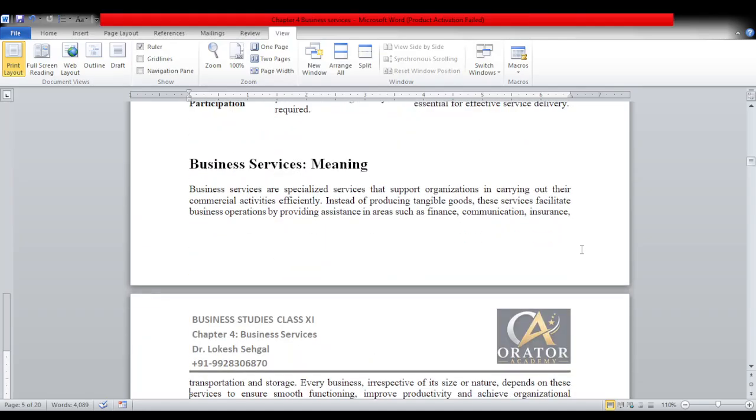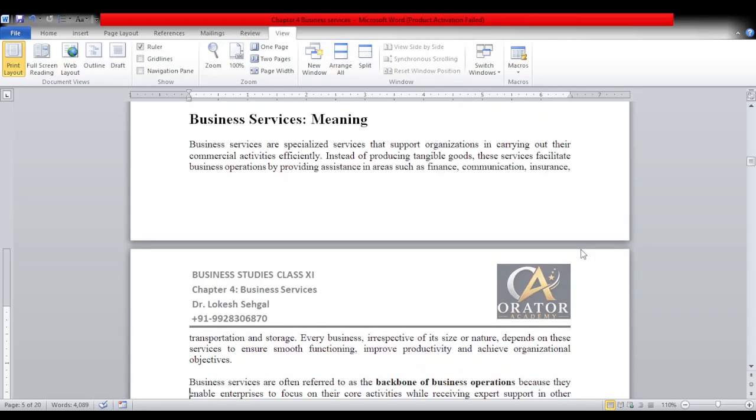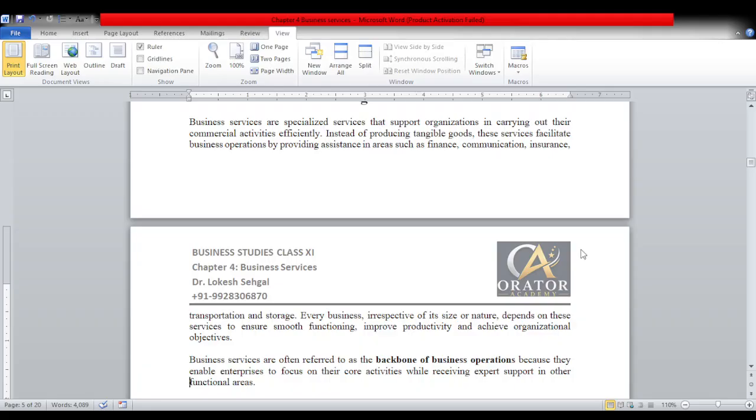Now, after understanding the meaning of service, we are focusing on the particular topic of business services, the name of the chapter. Business services are specialized services that support the organization in carrying out its commercial activities efficiently. Instead of producing tangible goods, these services facilitate business operations by providing assistance in areas such as finance, communication, insurance, transportation, and storage. Every business, irrespective of its size and nature, depends on these services to ensure smooth functioning, improve productivity, and achieve organizational objectives.